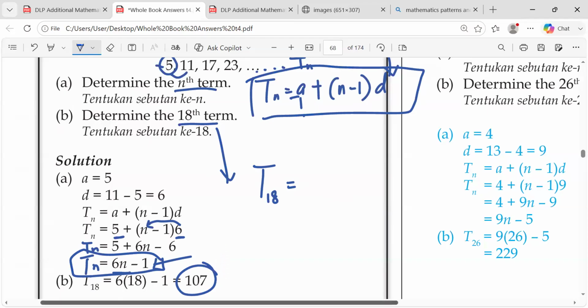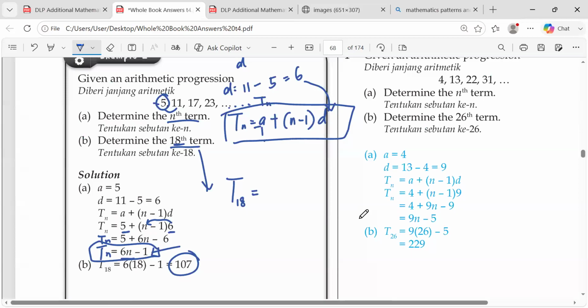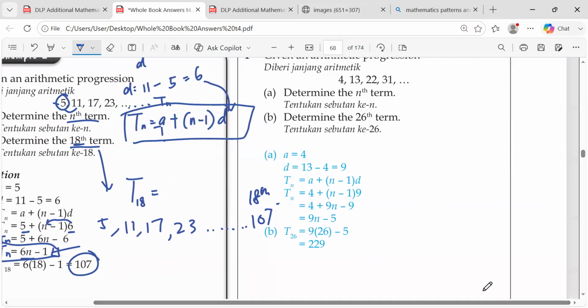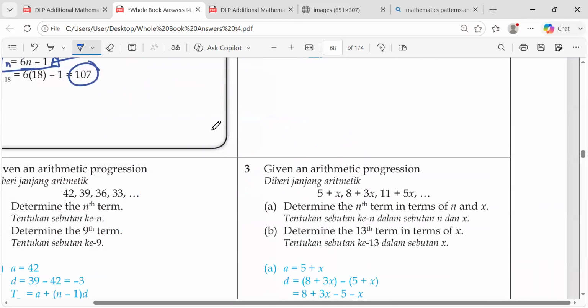107. Okay, if n is 18, you just substitute n with 18 and then we get the term. That means the 18th term is 107. Okay, the 18th term is 107. So look at the second one. I will show you this one.